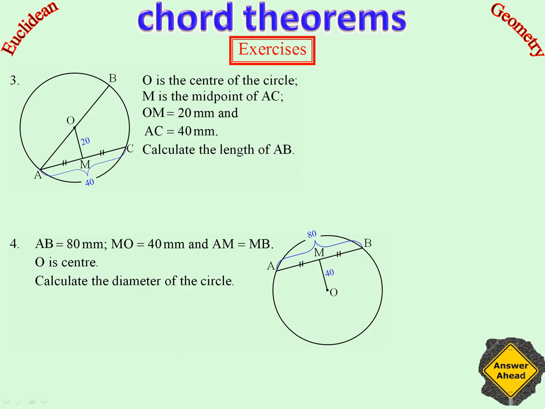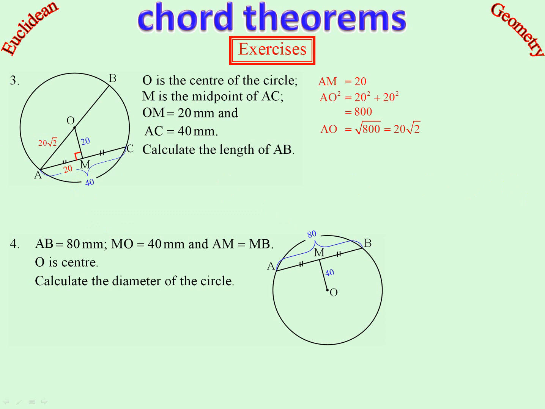Number 3. O is the center of the circle, M is the midpoint of AC. OM 20, AC 40. Calculate the length of AB. We want the diameter, in other words, we must find the radius first. That's a right angle. Reason being, center to the midpoint. So we know that's 20, just half of 40. Now we use Pythagoras theorem, and we end up with AO equaling 20 root 2. So to find AB, we just double it. We get 40 root 2.